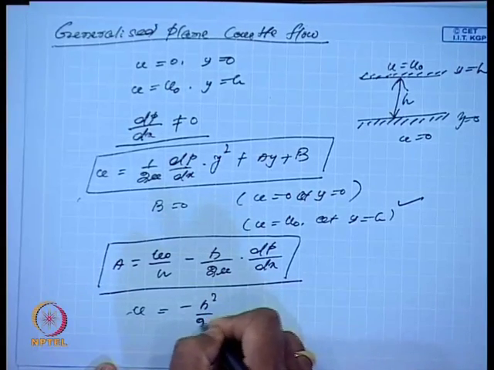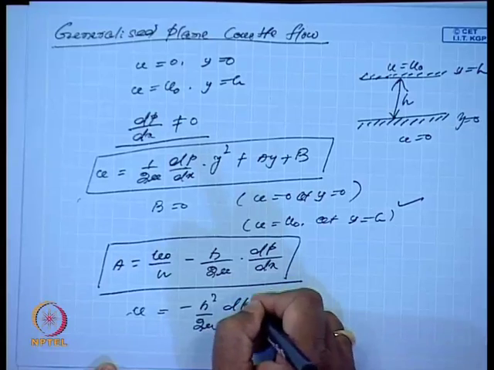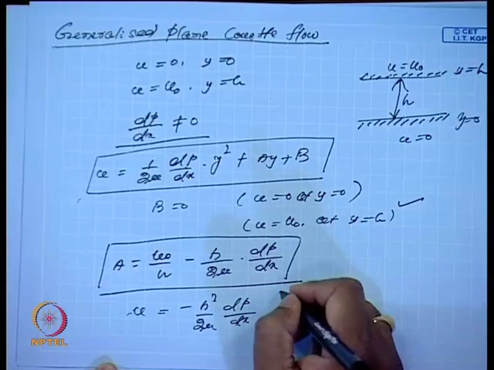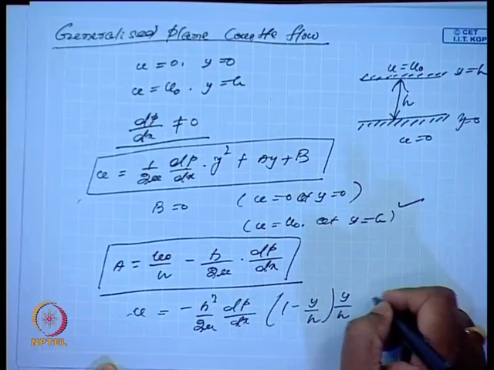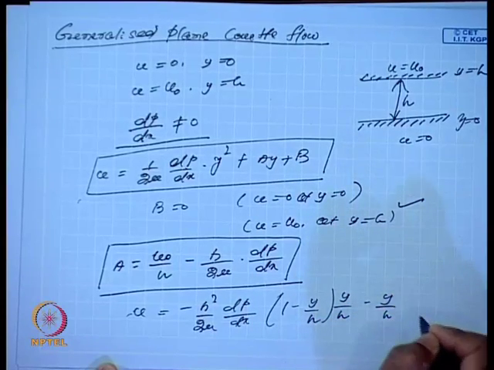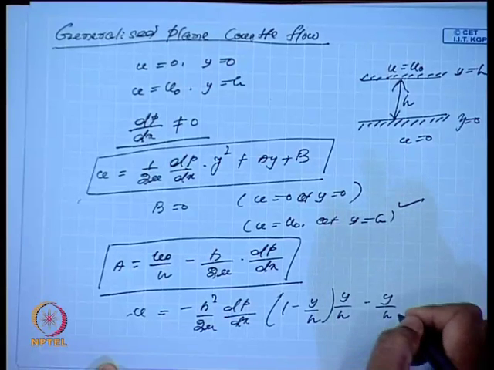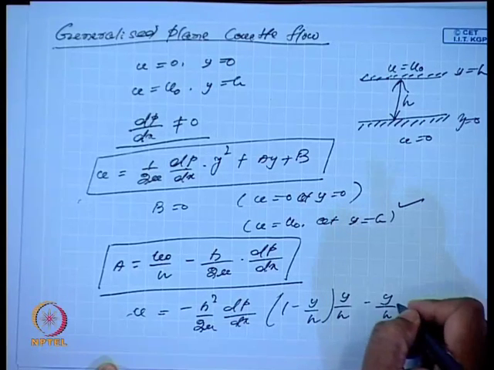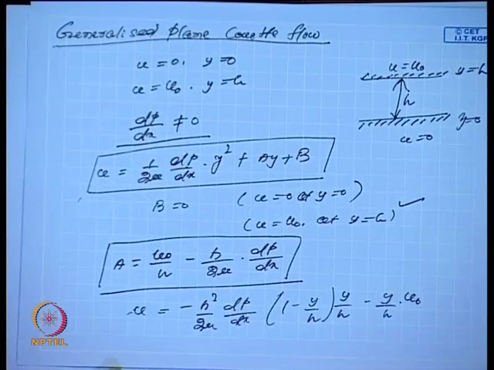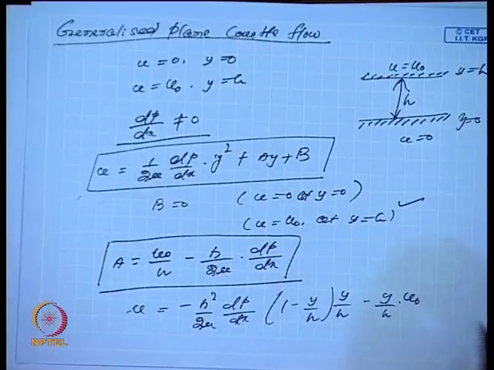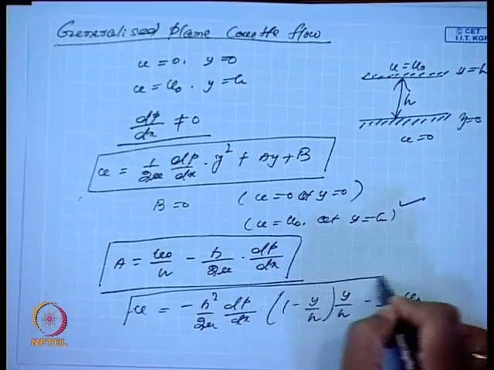minus h square by 2 mu into dp by dx into y by h into 1 minus y by h, plus y by h into u naught. So this gives us the general flow, and that is the general expression for u.